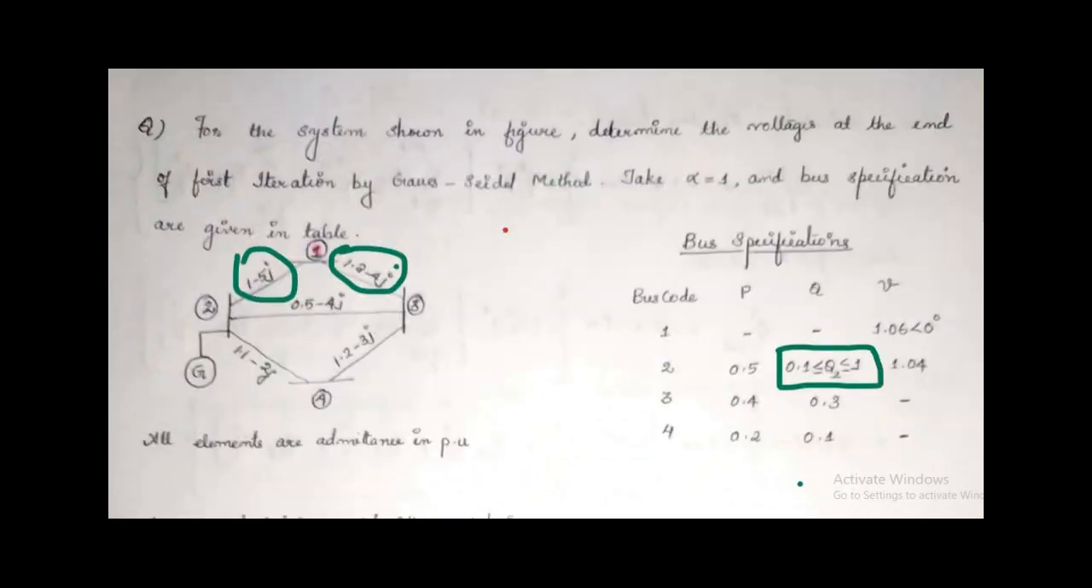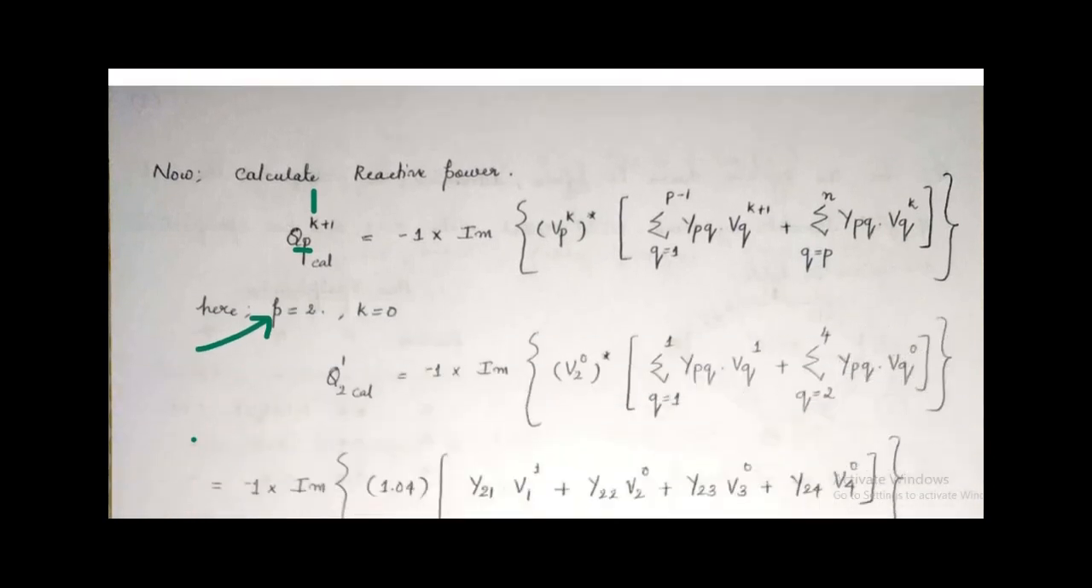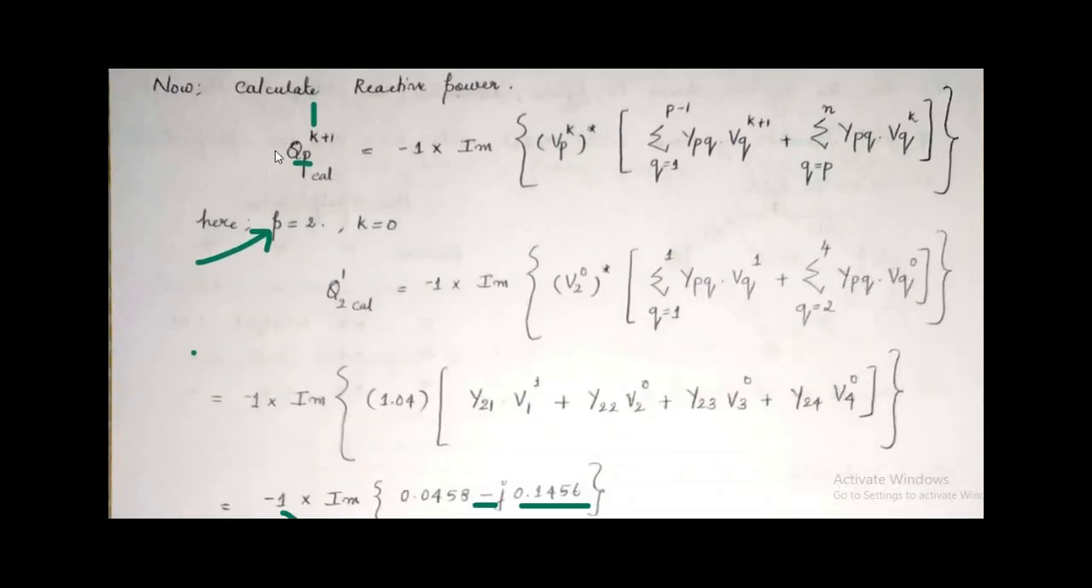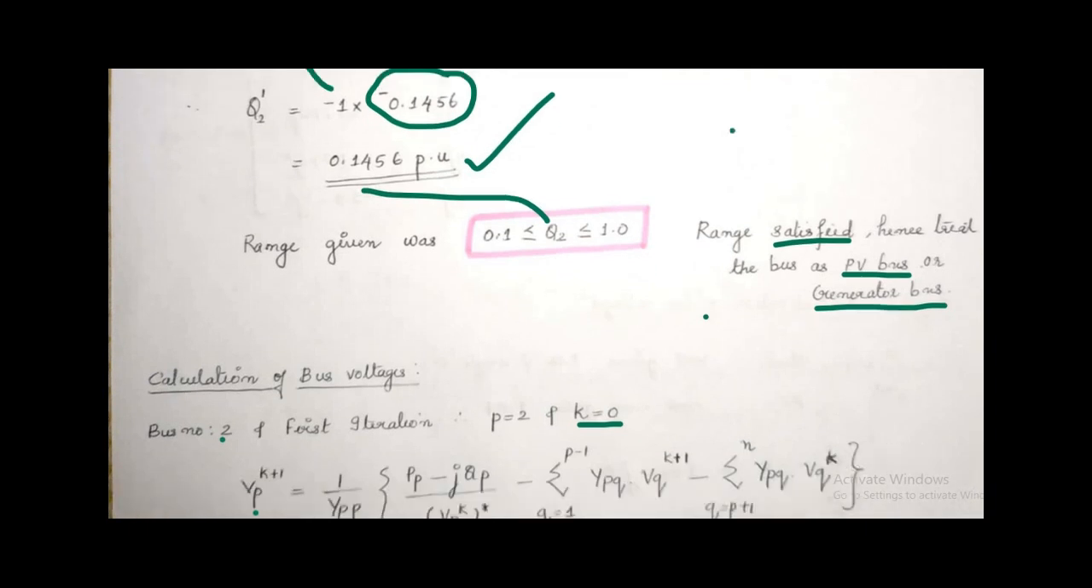So once again, this was the case. Our first step was the calculation of admittance matrix, and our second step was initialization of bus voltages. Since for the second bus the magnitude of the voltage is given as 1.04, we assumed the initial value for the second bus as 1.04 plus J0. And since a generator bus is included here, you are supposed to calculate the reactive power of that particular bus. And once you calculate the reactive power, you have to check with that particular limit, and if that limit is satisfied, you can treat that particular bus as generator bus. Else, there is some other step that we will discuss.